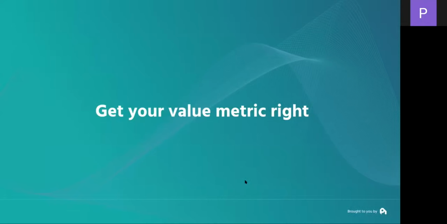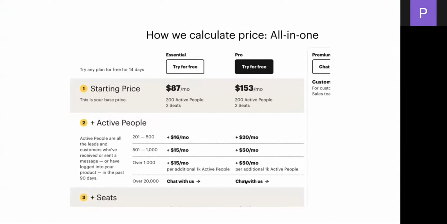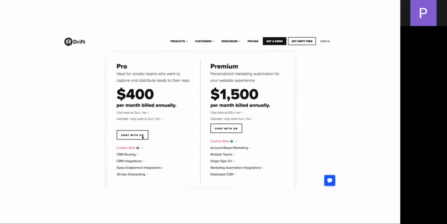So the first one is, and this is the thing that if you get everything else wrong, but you get this right or even somewhat right, you'll be okay. And what that is, is charging based off of a value metric. Now, a value metric is what you charge for. For someone like Intercom, it's based off the number of people that flow through the messaging product. One of their competitors, Drift, a very, very similar company, charges based on seats.